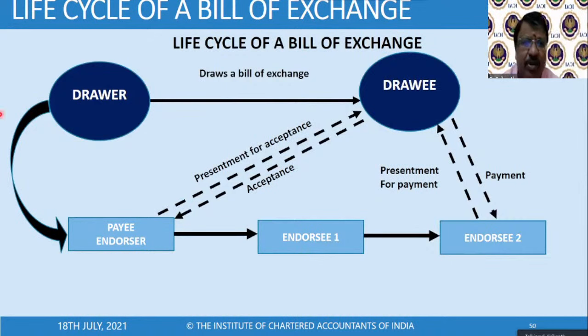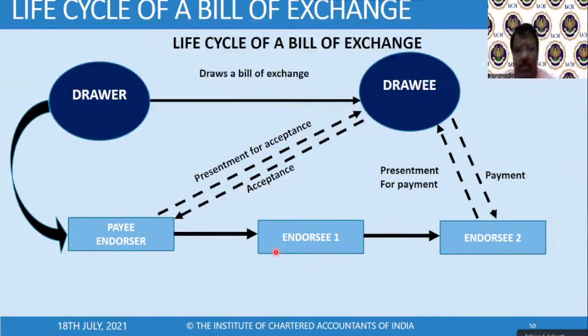So the relationship between these 3 people is a contract of guarantee. Surety. The drawer is a surety. The drawee is the principal debtor. And all these people are principal creditors. Now, the only difference is that in the normal contract of guarantee, the principal creditor cannot do anything without the knowledge and consent of the principal debtor. Here, there is no need.